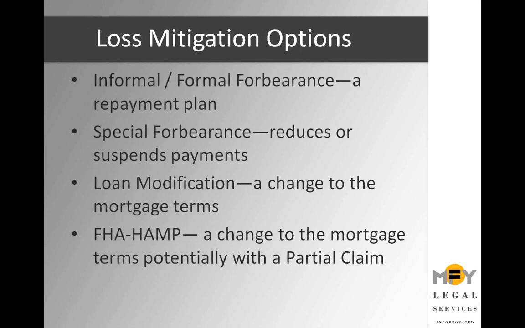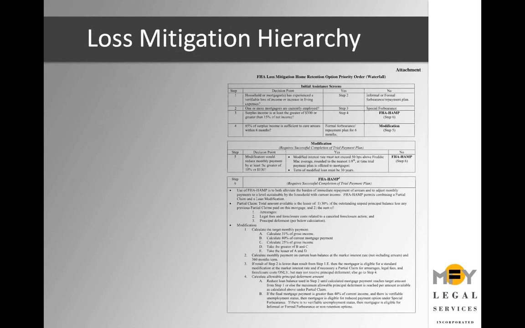The FHA loss mitigation options: there are two types of forbearance, informal and formal forbearances, which are both repayment plans, and special forbearance, which actually is a forbearance as we typically know it in that it reduces or suspends payments. Then there's a loan modification, the FHA traditional loan modification, which we'll talk about in some depth later, and then FHA HAMP, which is a loan modification generally paired with a partial claim, although not always. And don't worry if that didn't make sense to you. We'll be getting into what a partial claim is and how it works.